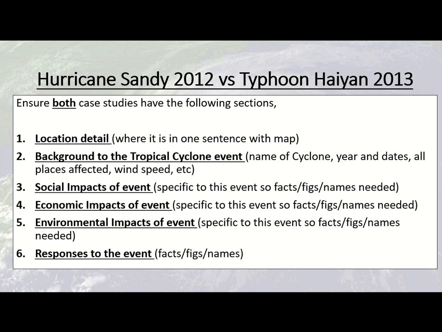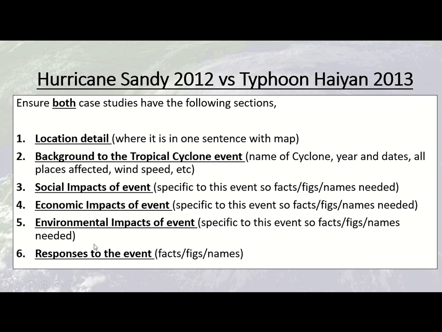More often than not, this or the drought one is where the 8-mark question comes from. They will specify in their particular question. It might say, assess the economic impacts of a tropical cyclone event in a developed country, in which case you need to focus on the economic parts of Hurricane Sandy. It might say look at the social impacts of a hurricane or a tropical cyclone in an emerging or developing country, in which case you look at the impacts of Typhoon Haiyan.